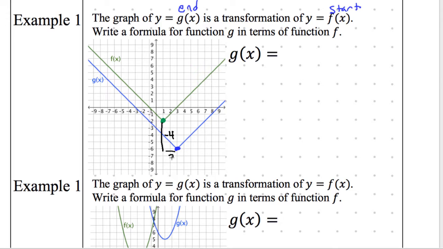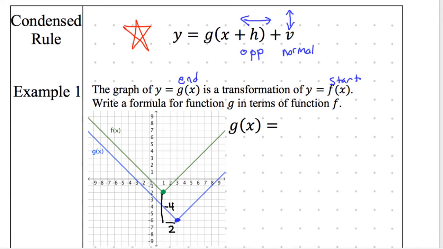Oh, a little bit of lag there. It went right 2. Okay. So now we go back to this. We know that we need to go right 2 and down 4. So how are we going to do that? And here's the answer. But just make sure you understand we have to go down 4 and right 2 in order to get to our g of x function.